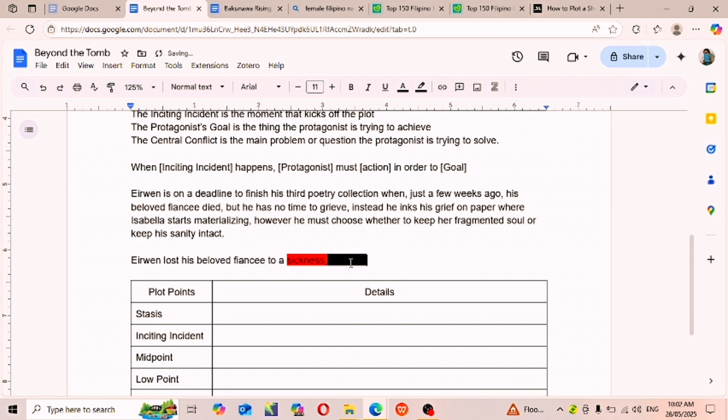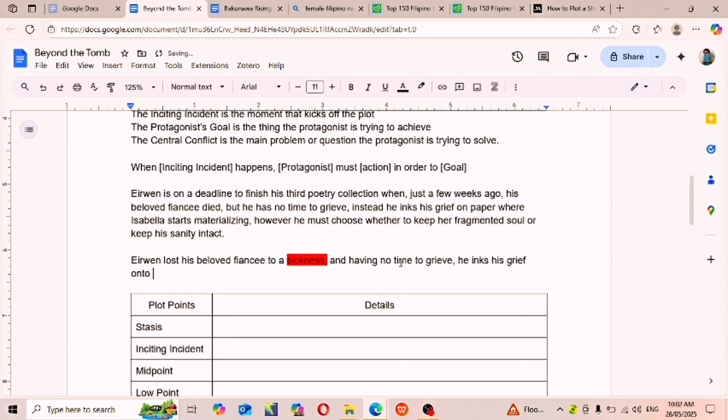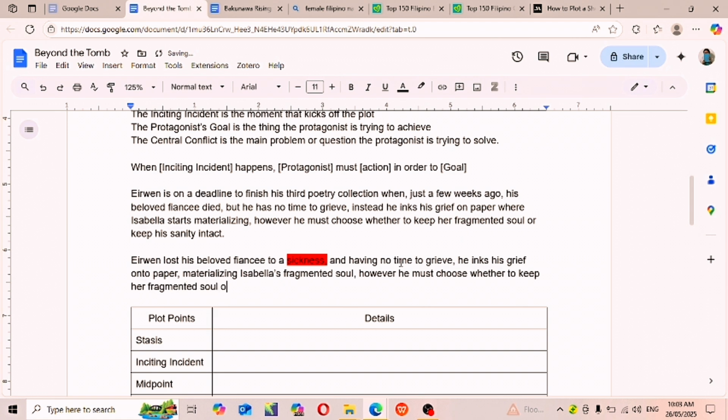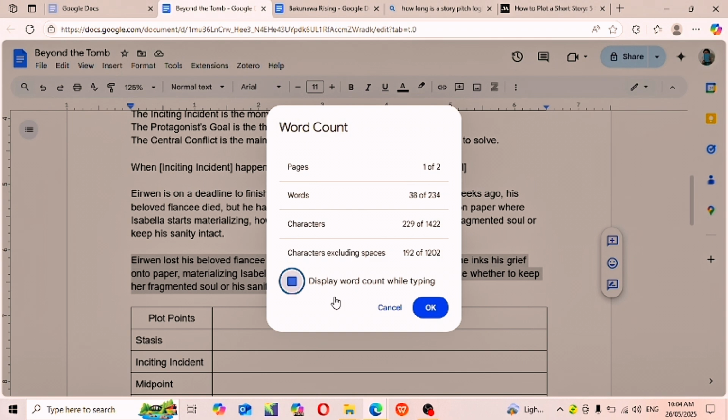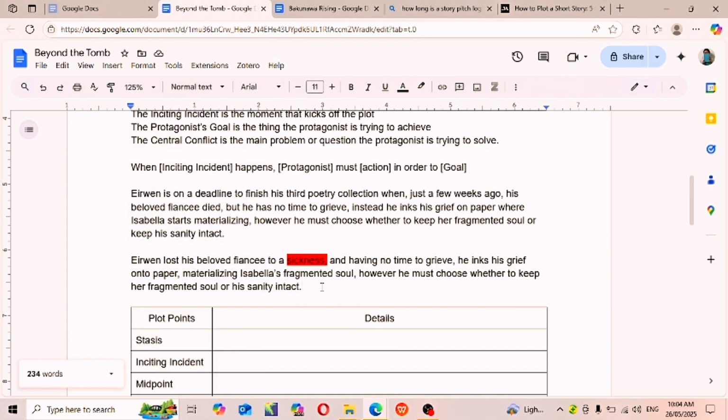And having no time to grieve, he inks his grief onto paper, materializing Isabella's fragmented soul. However, he must choose whether to keep her fragmented soul or his sanity intact. I think this is a lot better than the first one, but I think I can still improve it. Let's see how long this is. That's 38 words. I need to cut some words out.